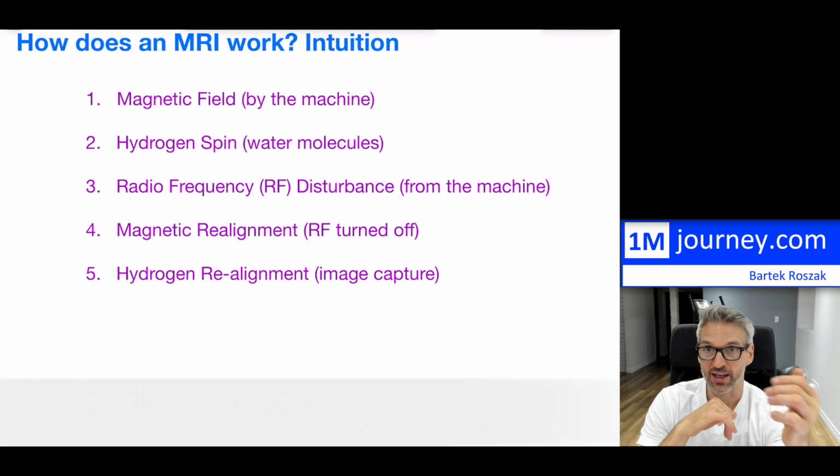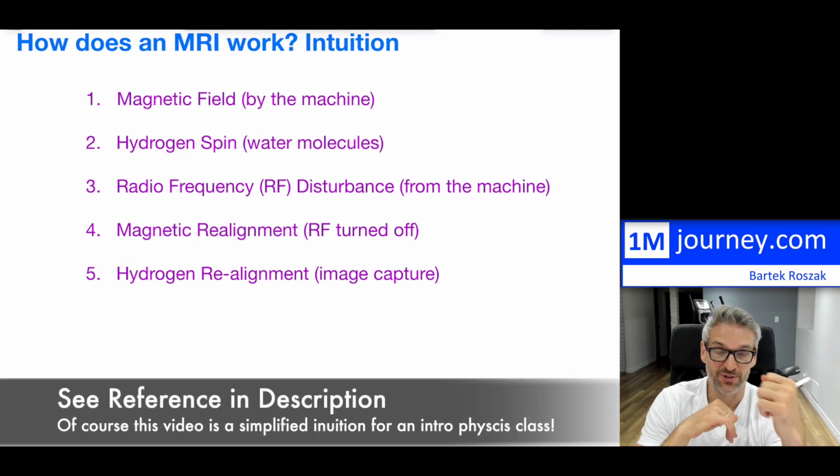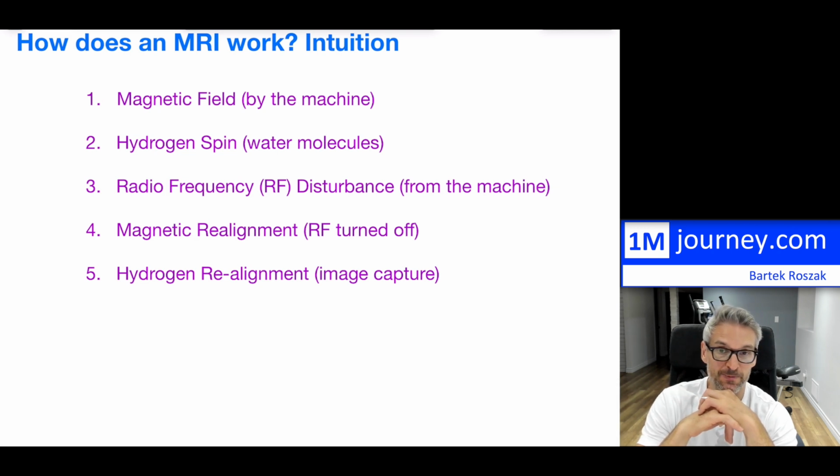Finally, you can turn off the frequency, and all of a sudden, the magnetic realignment will be with the magnetic field. And because there's energy released due to the alignment with the magnetic field, we can capture this through an image, which we call magnetic resonance imaging. So that is it in order to understand MRIs. Let's dive into these components to try to understand them.